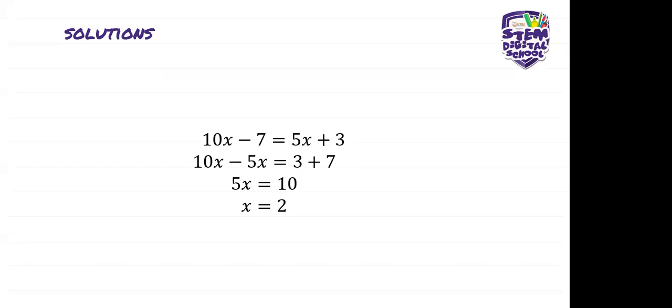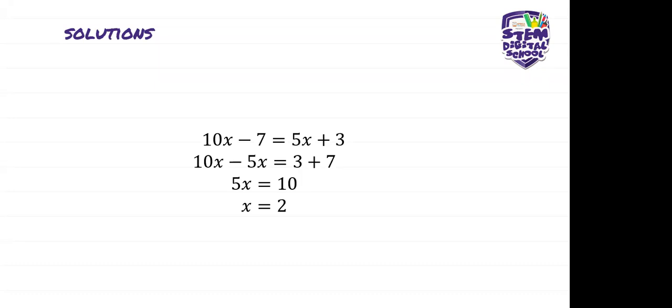So from here, you can now use what we call the multiplicative inverse of 5, which is a fifth, 1/5. So you divide both sides by 5. The left-hand side becomes x. If you divide 10 by 5, you get 2.